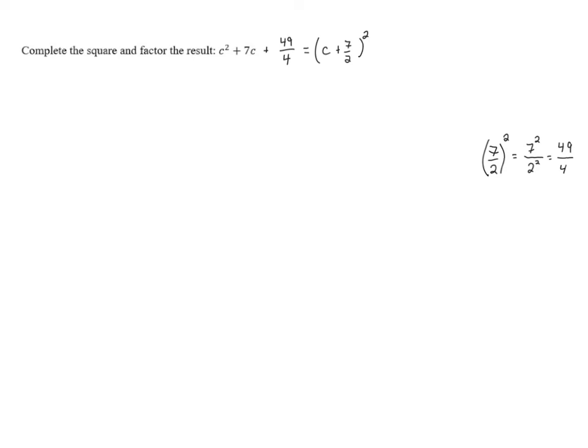Now, most of the factoring we've done before hasn't involved fractions, so this is going to be a little bit different, but it's going to be useful in the end, so don't get too worried that there's a fraction in there. And this is our final answer. When we complete the square, we are adding 49/4, and then when we factor the result, we get c plus 7/2 squared, and that's that.